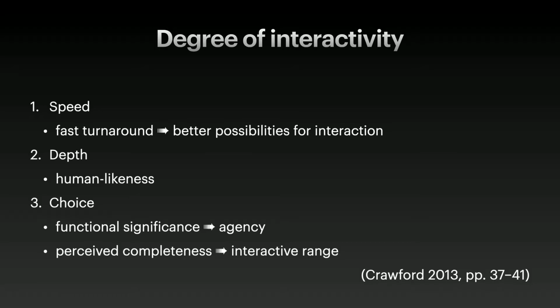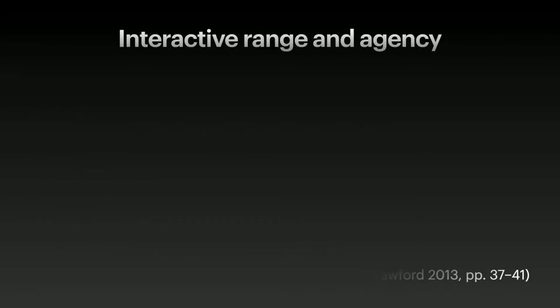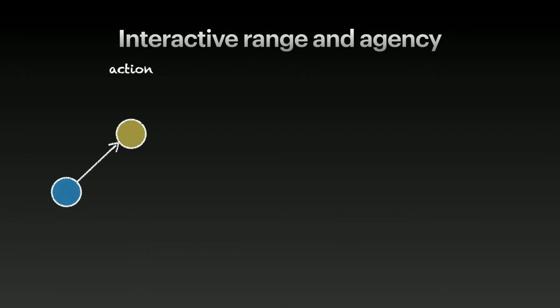Let's take a closer look of both the interactive range and agency. Think about an interactor who has to make a decision. The interactor chooses an action that is possible in a given situation. This action causes then a reaction. It could originate from another character, or it could be an event in the story world.